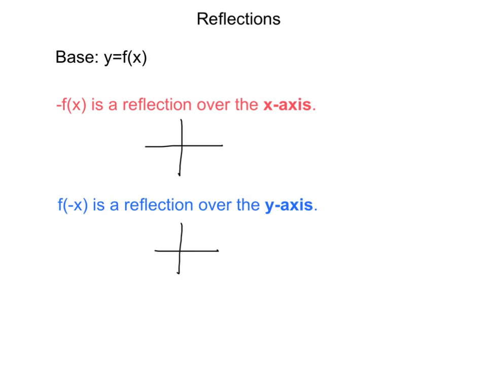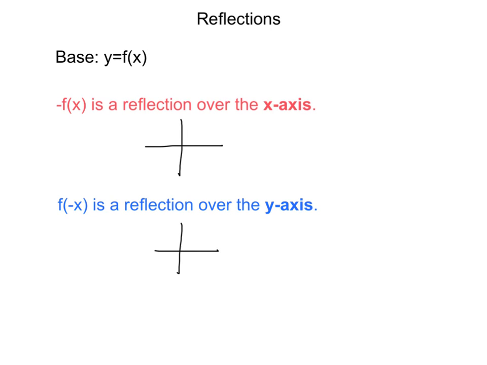All right, now let's look at reflections. Our base function in this case is going to be y equals f of x. And the first thing I want you to notice in this one is I have the negative sign outside of that f of x. So it's negative f of x, or the opposite of f of x technically. And when you see that, that will always be a reflection over the x-axis.